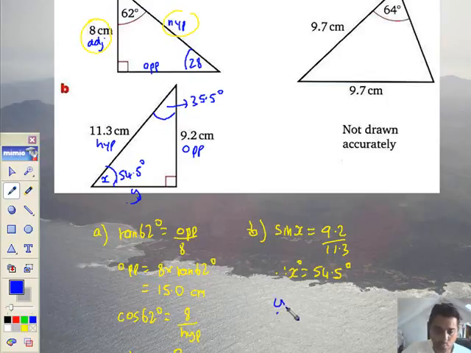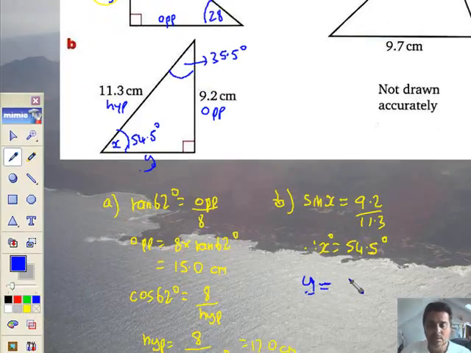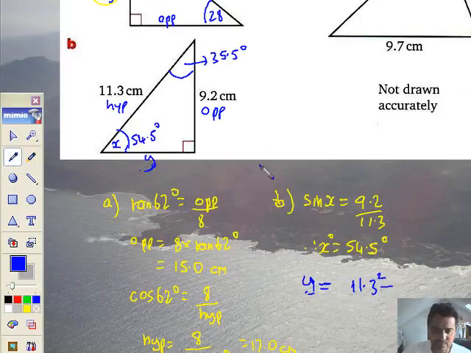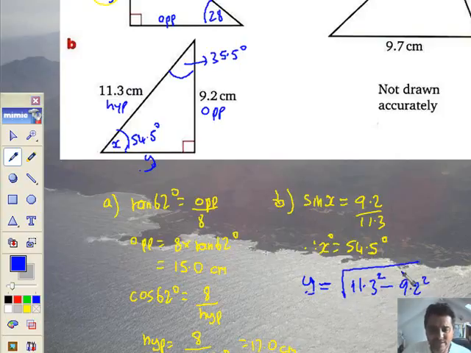So y is going to be, let me just pause the video because it's getting very glitchy. So y is going to be 11.3 squared, subtract the other smaller side, 9.2 squared. Get the answer, and then press the square root button.